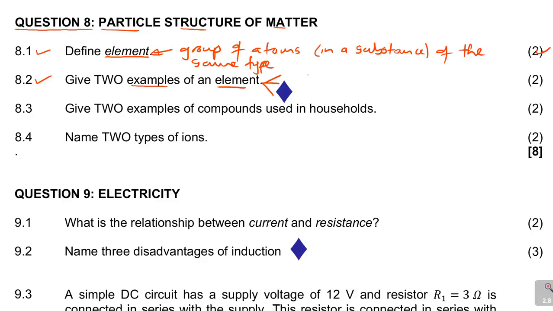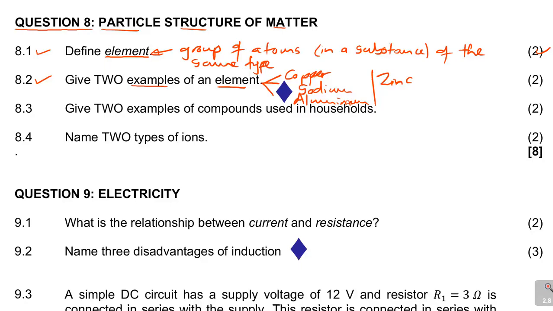The elements of the periodic table, you can name it. You have copper, you have sodium, anything. You have aluminium, zinc, anything. It was an open question, so there is no one answer. Anything, as long as it is an element of the periodic table, that is an element.